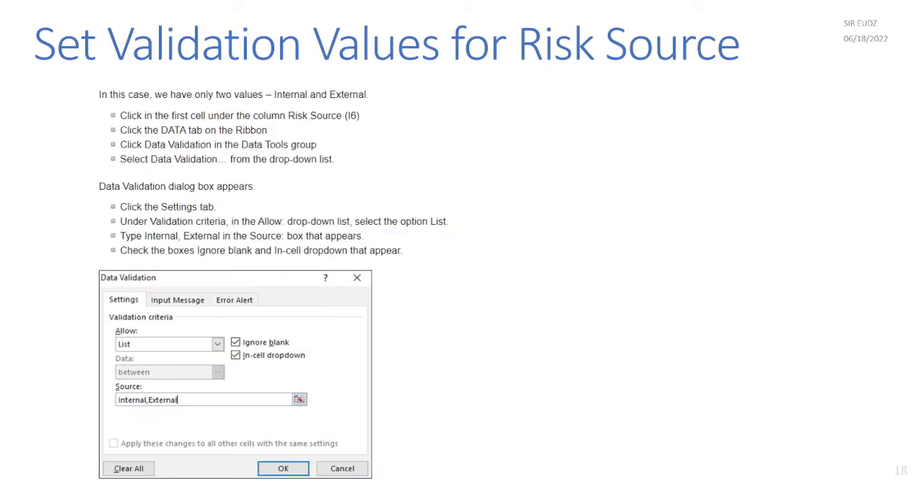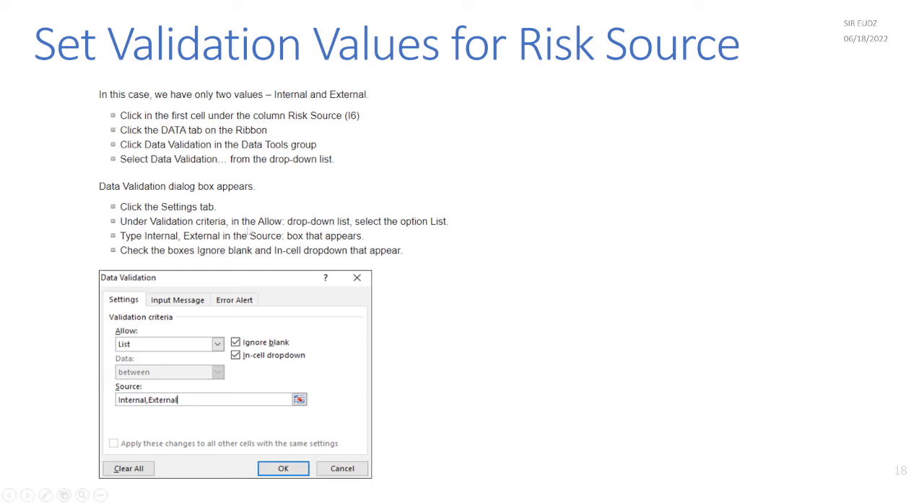Now we have to set validation values for risk source. In this case, we have only two values, internal and external. So click the first cell under the column risk source, that is I6. Then click the data tab on the ribbon, just like what we have done previously. Then click data validation in the data tools group. Then select data validation from the drop down list. After doing this, the data validation dialog box appears. Click the settings tab. So this is the settings tab.